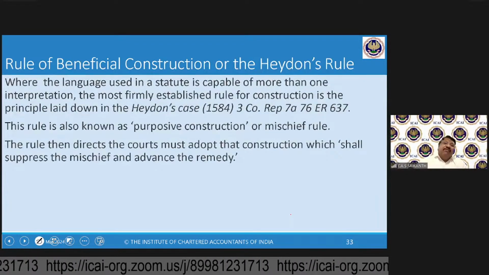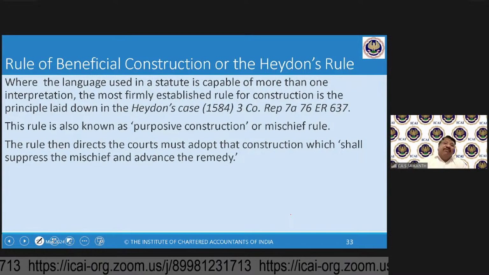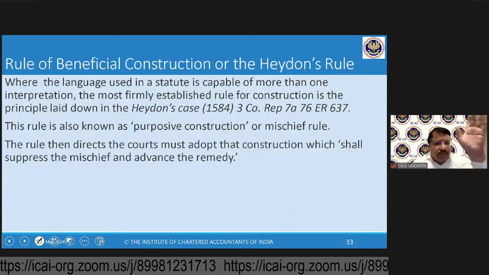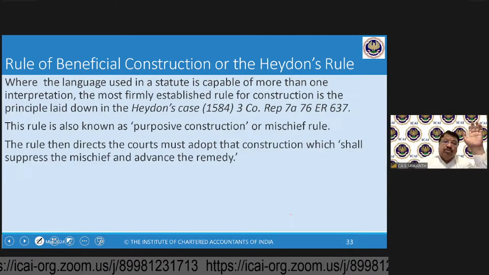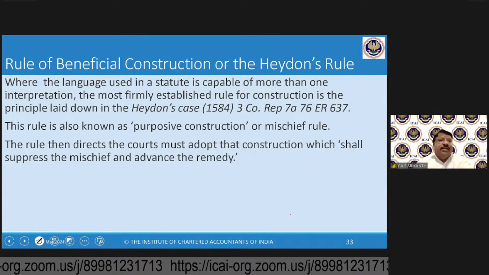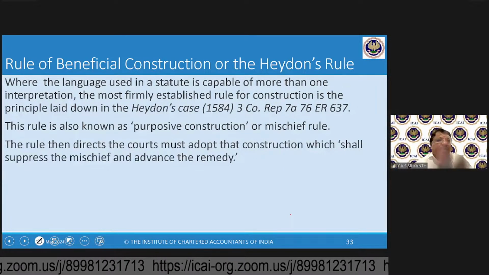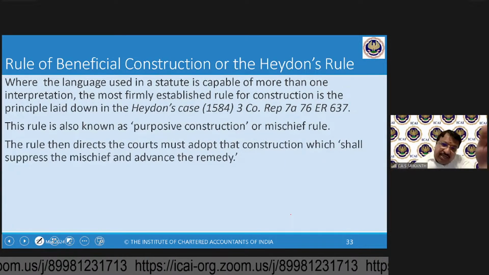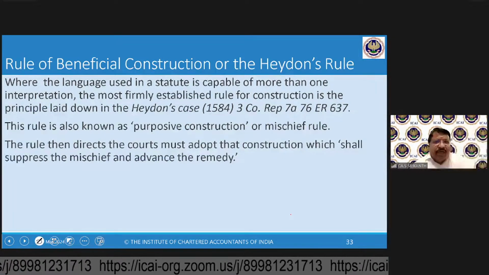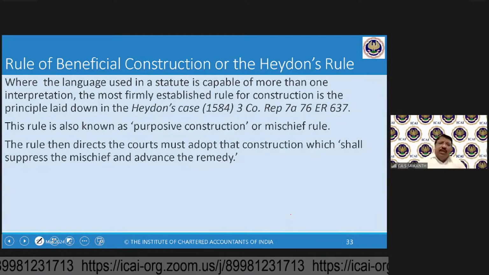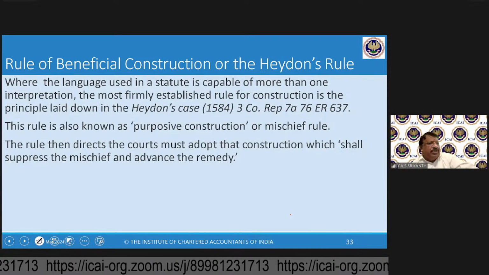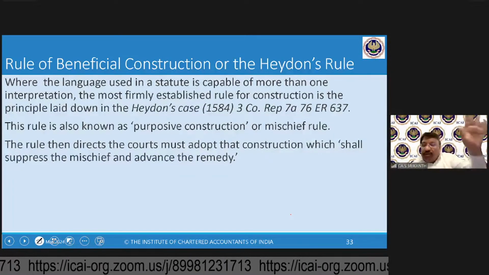Beneficial construction is a different concept. It is used for economic legislation, which are social legislations. As far as the Board of Studies material is concerned, the rule of beneficial construction and Hayden's rule are both there, but as far as the institute is concerned, beneficial construction and Hayden's rule are one and the same. Of course, when you apply Hayden's rule, in a way you are using beneficial construction. But beneficial construction is a totally different thing.